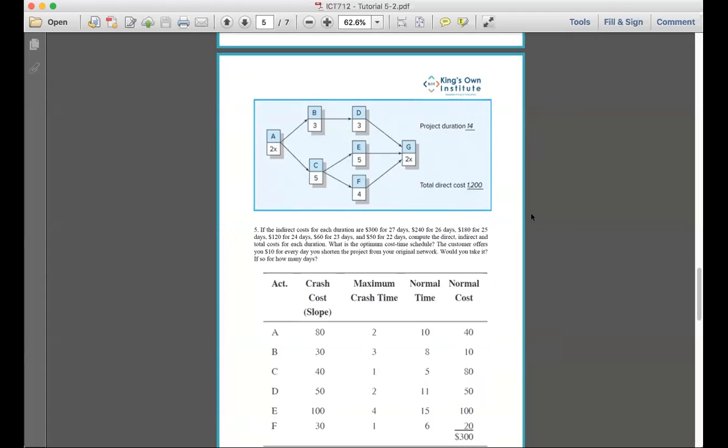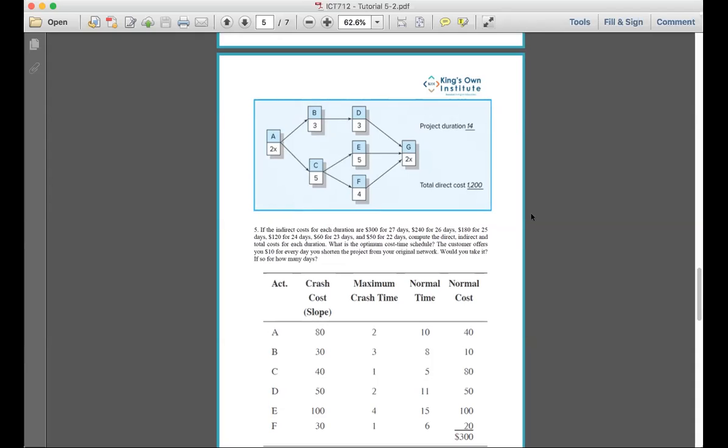Which path is the longest? ABDG, ACEG, or ACFG? ACEG. And out of ACEG, which activity do I reduce? E. So the cost becomes $1,220 for a duration of 13 days.